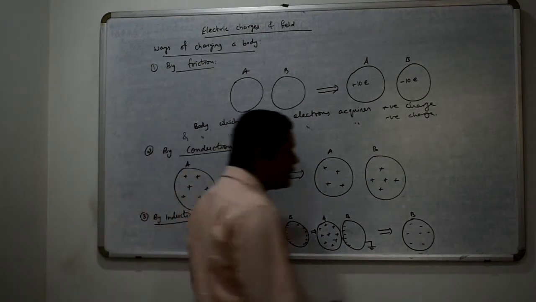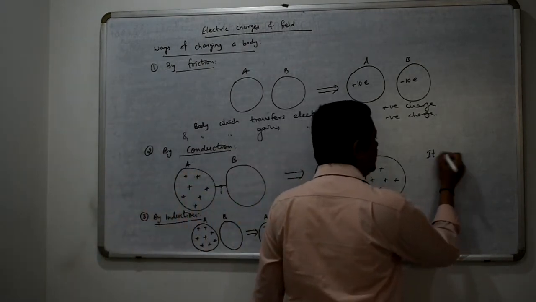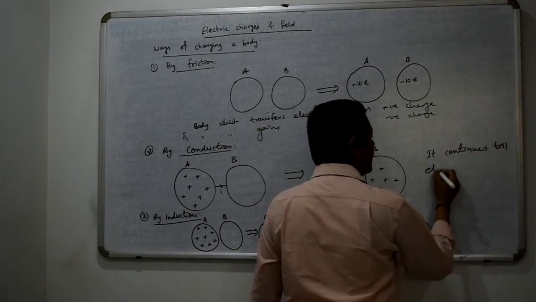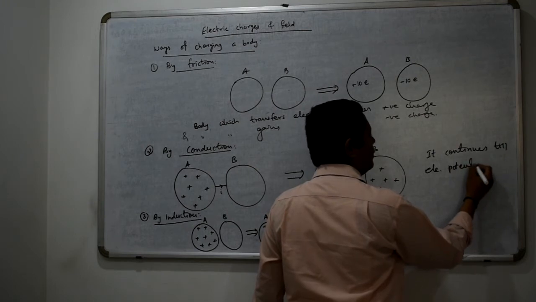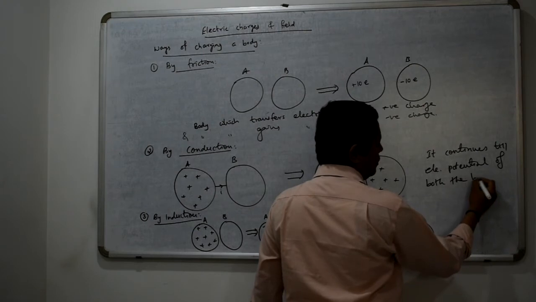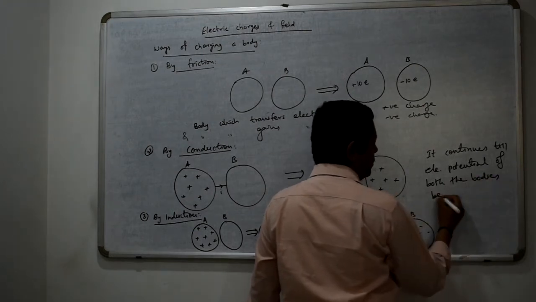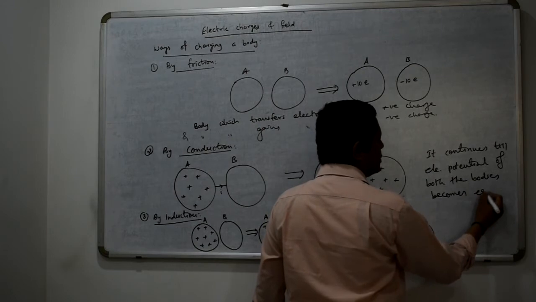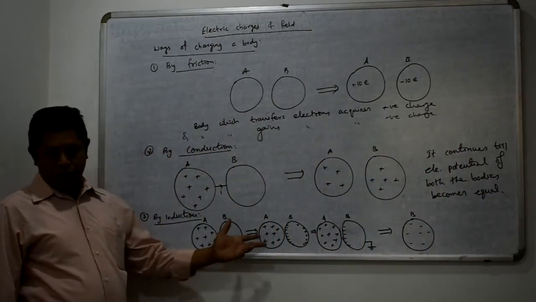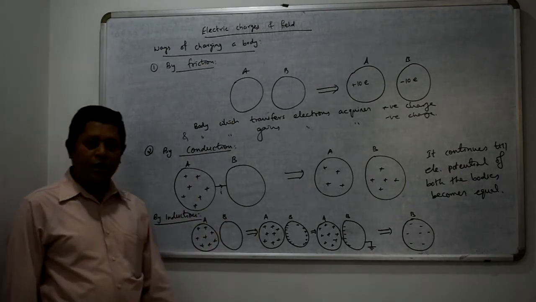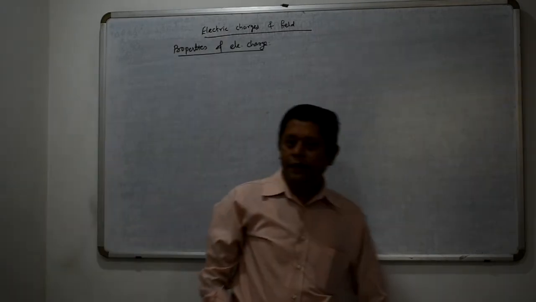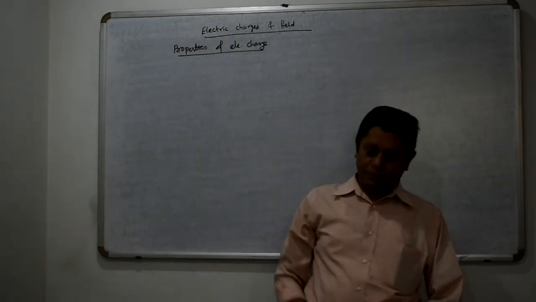Here the condition is that it continues till the electric potential of both the bodies becomes equal. And the third one is by induction. So in all these three ways you can charge a body, and neutral bodies can become charged bodies. Now we'll see the properties of electric charges.